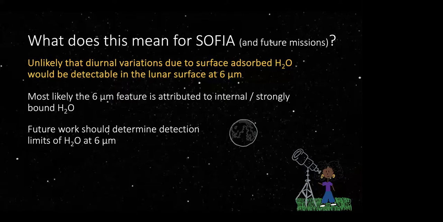I agree that the 6 micron feature that they're seeing with SOFIA is there, and it's most likely attributed to maybe internal or strongly bound water rather than that external component. But I think future work should really look at determining the detection limits of water at 6 microns for lunar relevant minerals, so things that we know, lunar or glass compositions where we know that there's water there, and we can detect a 6 micron feature, to get a better sense of what that water quantification process might look like, and where it might be best applicable.